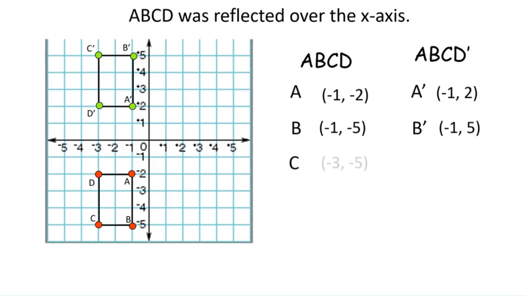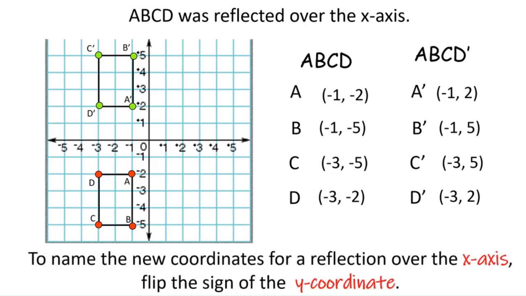C was at -3, -5. C prime ended at -3, +5. And D was at -3, -2. D prime ended at -3, +2. So do you see a pattern that would help us to name our new coordinates without drawing the shape?